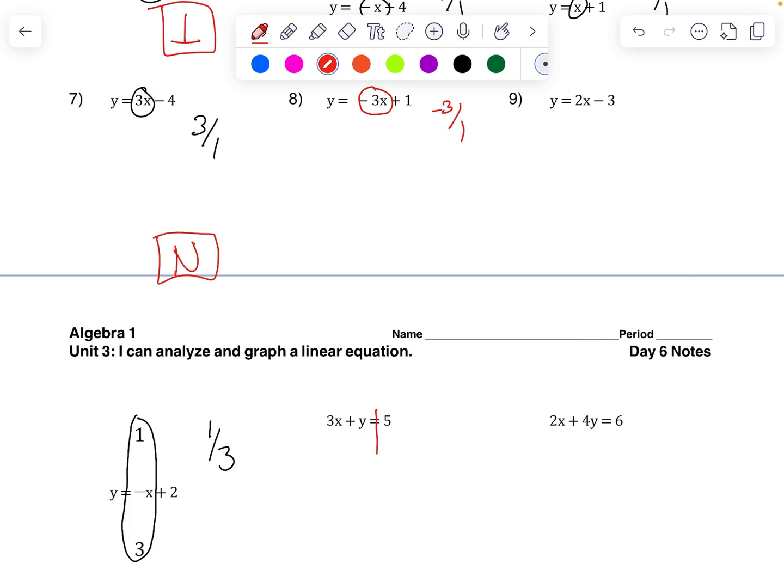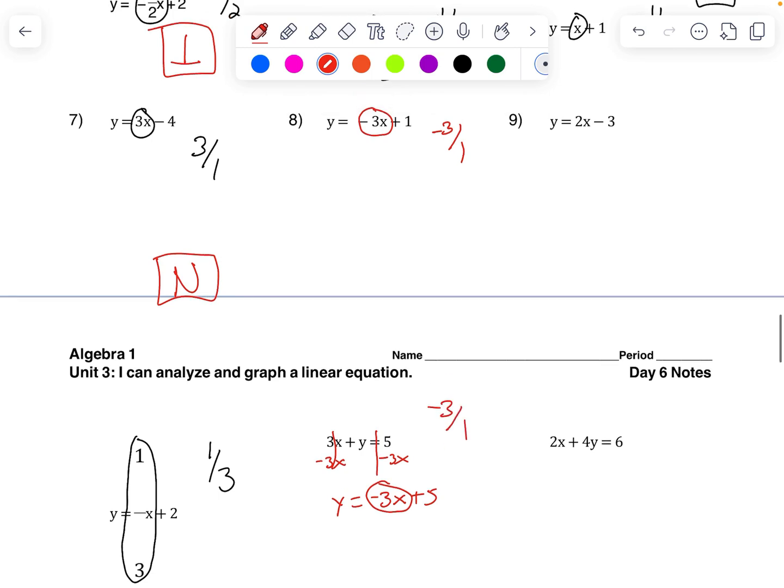So we need to solve for y first, and we need to subtract 3x from both sides. And then I need to put this correctly in slope-intercept form, so I would say negative 3x plus 5. Now I can look at my slope. I have negative 3x, so it's negative 3 over 1. If I look at both of those slopes, they are the exact same, so they are parallel.